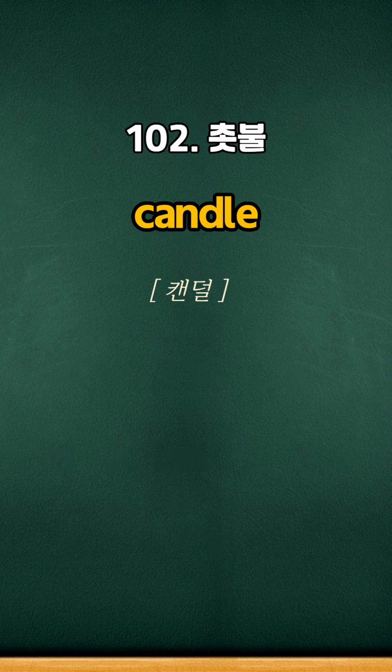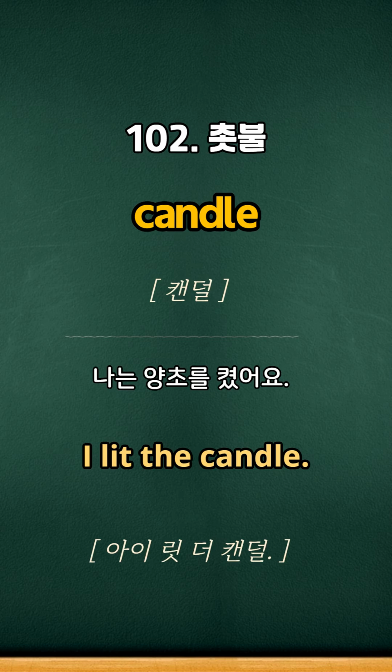촛불. Candle. Candle. Candle. 나는 양초를 켰어요. I lit the candle.